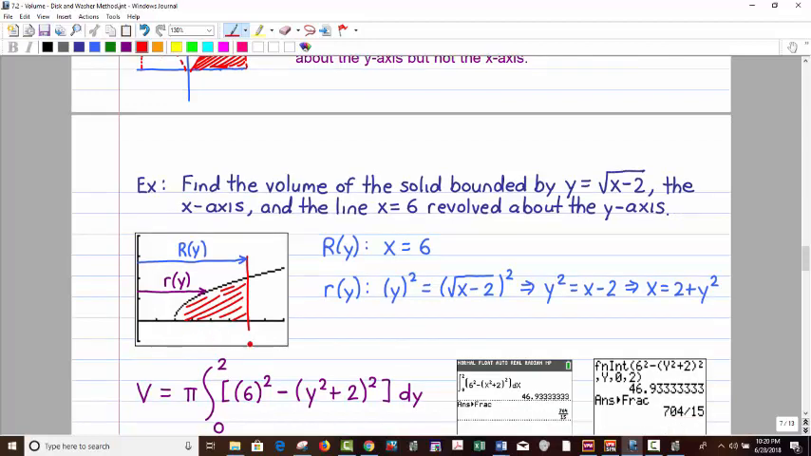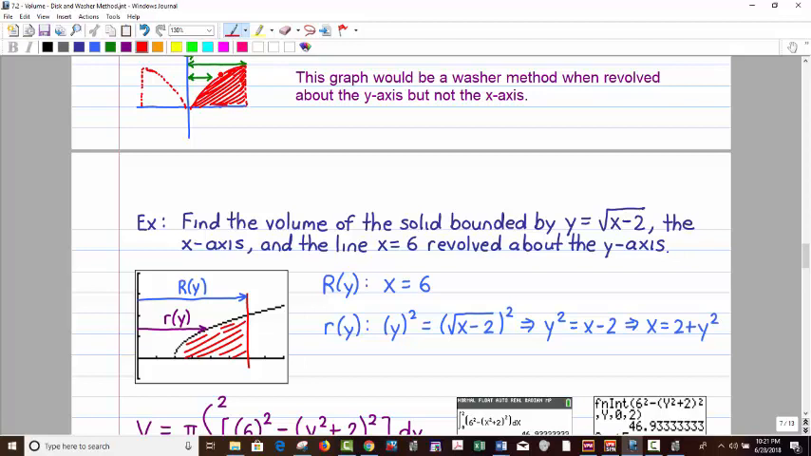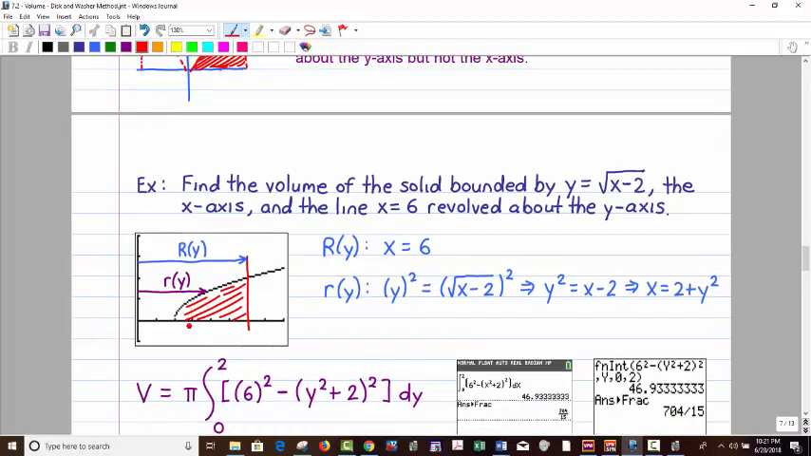This region, if it went around the x-axis, has no gap. It'd be a disk. But going around the y-axis, it's going to have that space. Of course, it goes to the other side, but that space is going to have all that emptiness right there. This is very similar to the last picture, except it's starting a little bit further away from the y-axis.